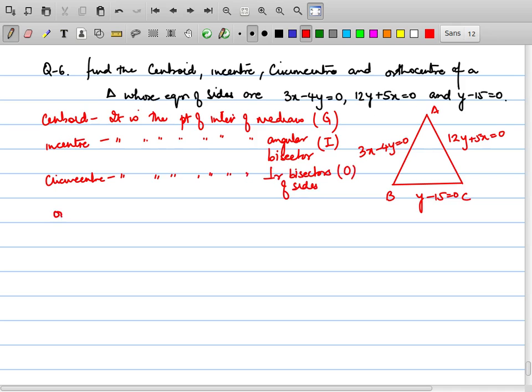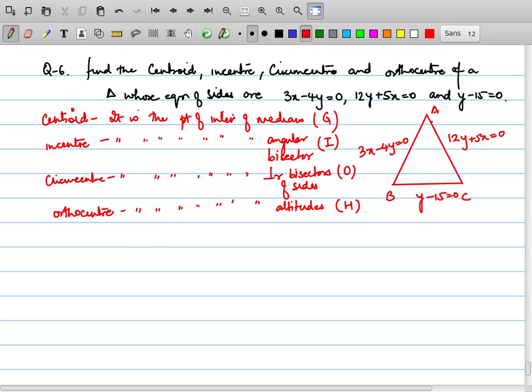And orthocenter, we have already discussed. It is the point of intersection of the altitudes, and it is represented by capital H. So obviously the easiest of them is the centroid. Once we know all the vertices, we can apply x1 plus x2 plus x3 by 3, y1 plus y2 plus y3 by 3. So let's start by solving the 3 sides.